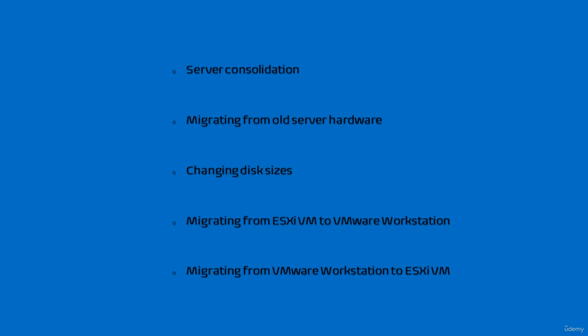Obviously, VMware Converter is quite the robust tool for performing standalone conversions from physical hardware to virtual machines or from virtual machines to other virtual machines. However, there are some typical use cases and those that are not so typical for using VMware Converter. So I want to tell you about a few of these. Some typical use cases would involve server consolidation, migrating from old server hardware, changing disk sizes, migrating from ESXi VM to VMware Workstation, and of course, migrating from VMware Workstation to ESXi VM.